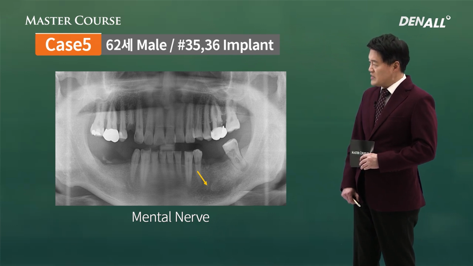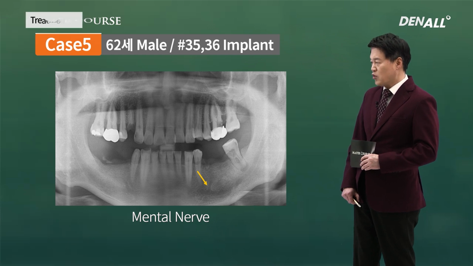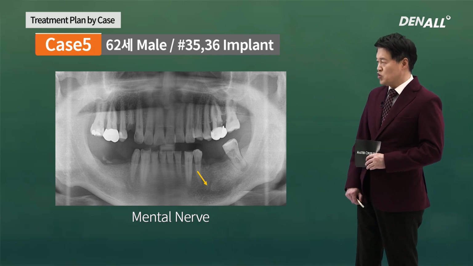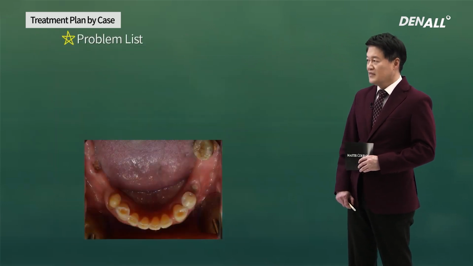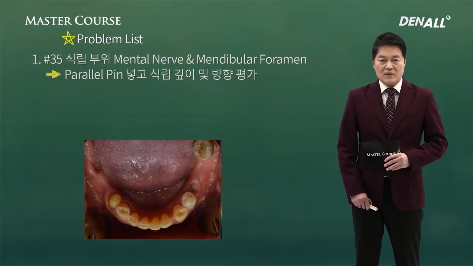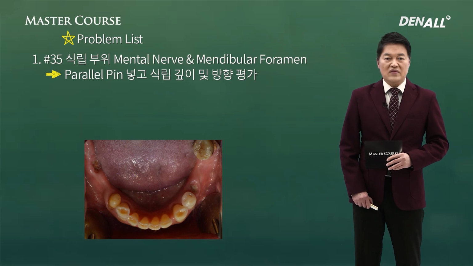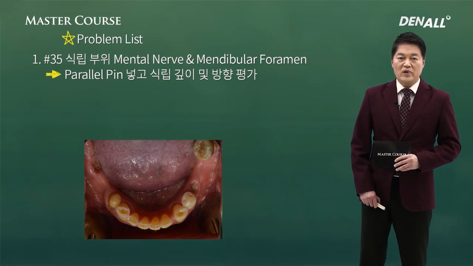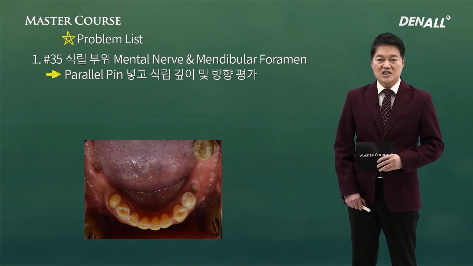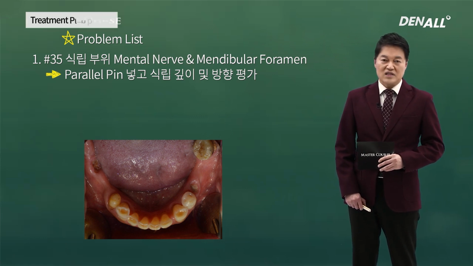From number 35, the mental nerve can be observed where the implant is going to be placed, so you need to avoid it and choose the right direction. Problem list. In number 35, the mental nerve and mental foramen need to be avoided, and the implant needs to be placed, as well as the depth and the direction.